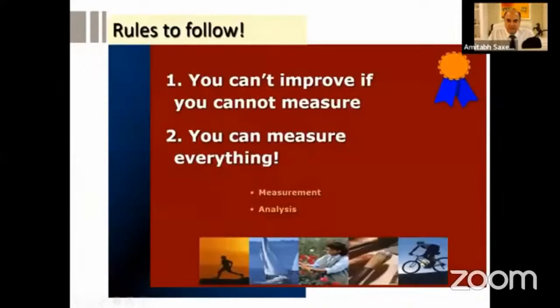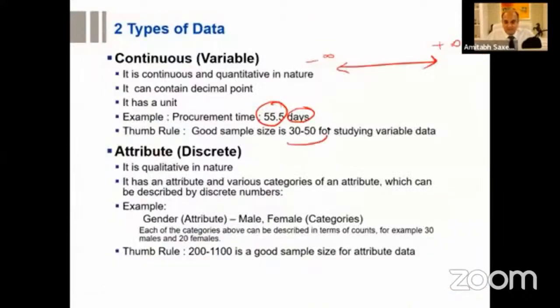So here, if I am dealing with continuous data, 30 to 50 samples is good enough. It will give you all the information of millions of population. And if you are dealing with attribute data, 200 to 1,100 samples is good enough. Now, when you join my black belt session, I will tell you from where these numbers are coming. There is a formula. We derive that formula. In fact, we learn about central limit theorem and we create a sample size formula also. When you derive the formula, you will be able to understand. You'll get the confidence of how 30 samples can talk about millions.